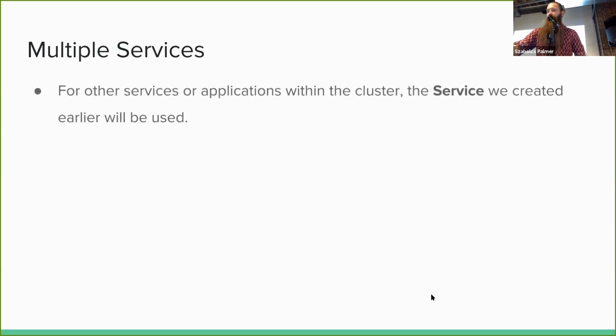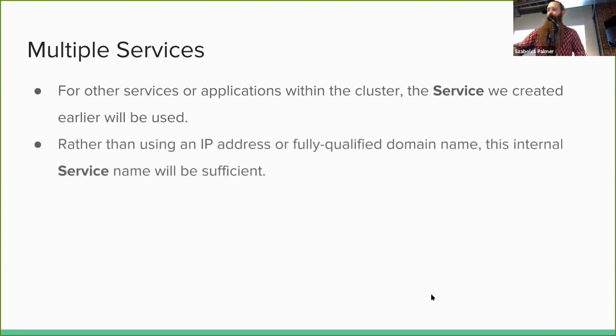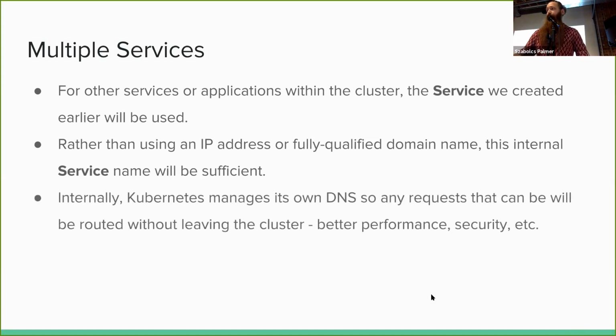So if we have multiple services within a cluster, we can use these service names to communicate with each other. We don't have to know any sort of IPs or domain names or any other sort of traditional identifier. We just have a service. Kubernetes has its own DNS management that runs internally as a part of the cluster, and it manages all of that for us. We don't need to worry.